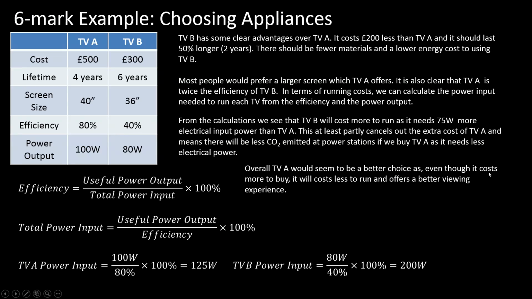And I've gone for TV A, just saying, although it costs more to buy, it will cost less to run, and it offers a better viewing experience because it's 40-inch rather than 36-inch. Obviously, we don't have any information about things like picture quality, but if we don't have any information, we can't say anything about that. Some people might argue that the 6 years, 4 years thing is a big deal, and that with TV B we'd be better off just because of that, even though it might cost a little bit more to run. The fact that it lasts 50% longer also means that there's a bigger real gap between the cost of them.